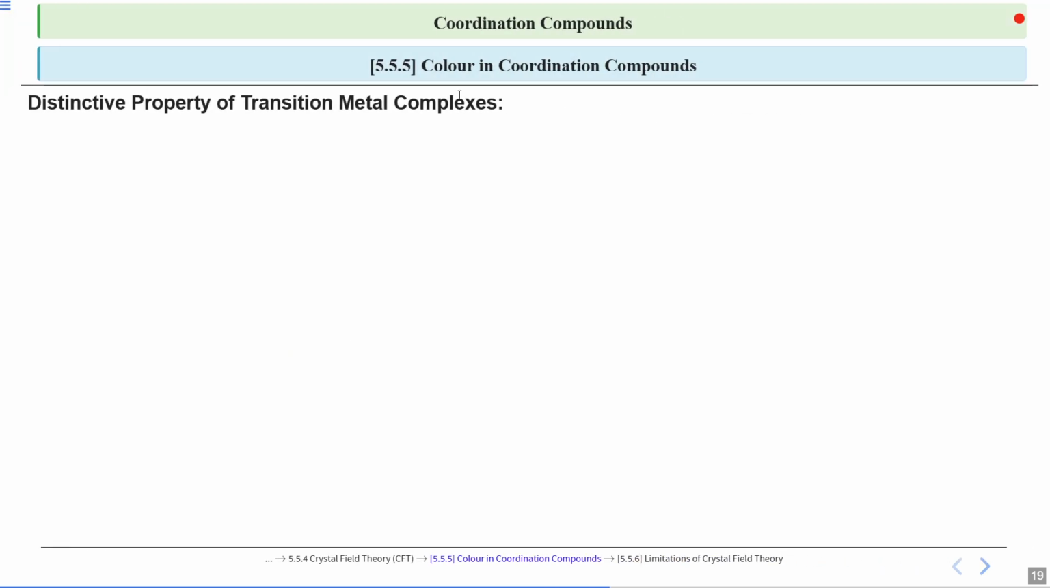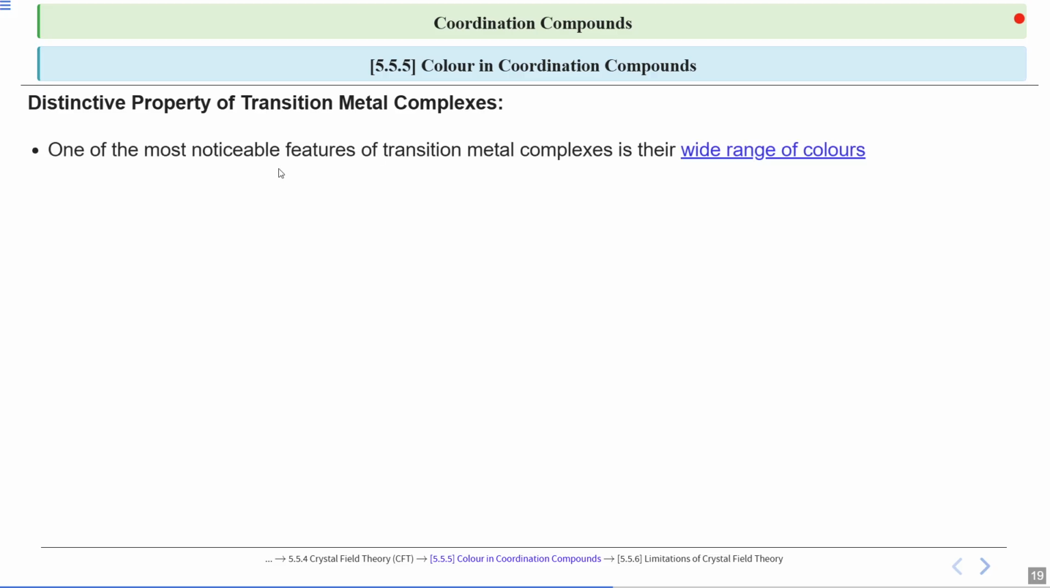Let's move to our another section, 5.5.5, the color of coordination compounds, a distinctive property of transition metal complexes. So let's see. One of the most noticeable features of transition metal complexes is the wide range of colors they show in their compounds. And the origin of color: what is the origin of color in these compounds?